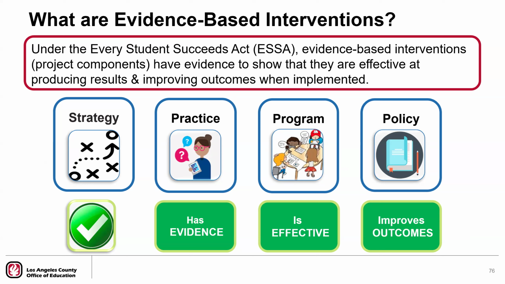So when selecting an evidence-based intervention for your identified problem of practice or area of improvement, it's essential to keep in mind that it must have a proven track record through studies and findings that demonstrate the following components. It has evidence to show that it is effective in leading to desired and improved outcomes for student achievement.